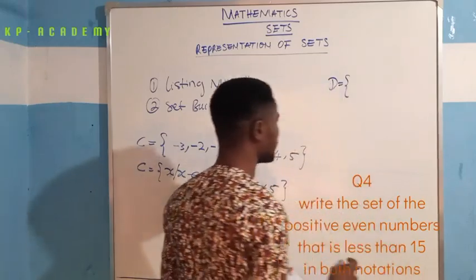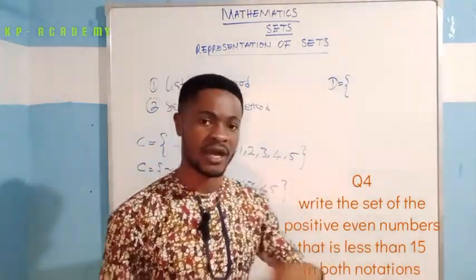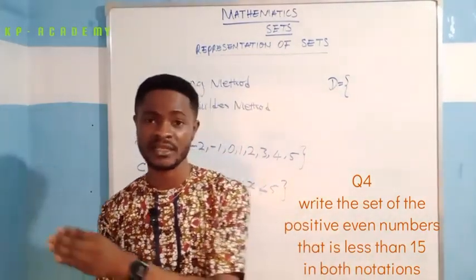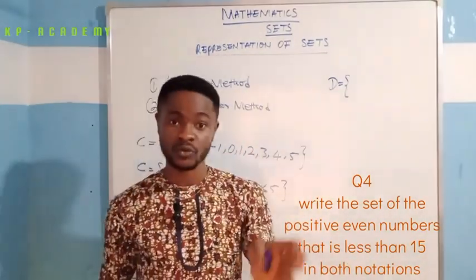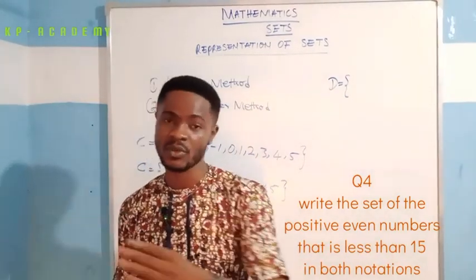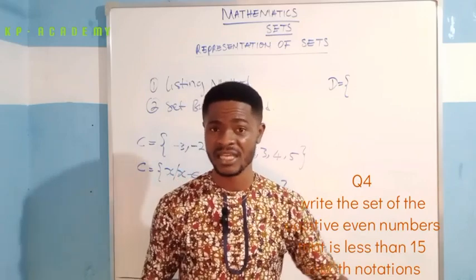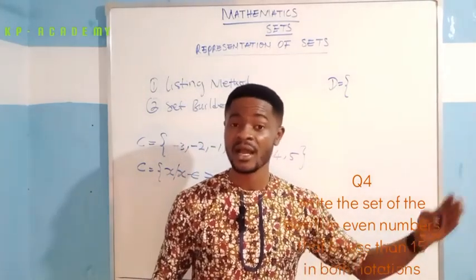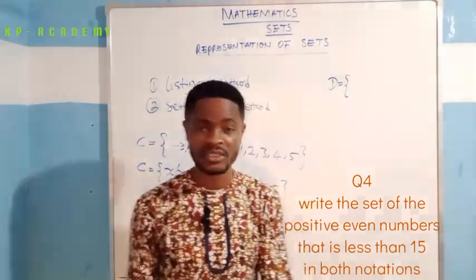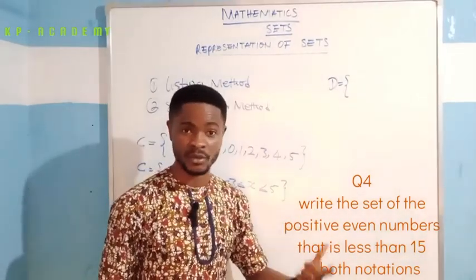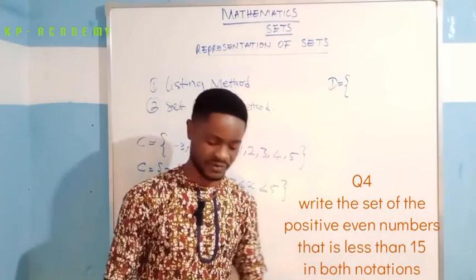Set of positive even numbers. So it means that we can as well have negative even numbers. The same way even numbers are 2, 4, 6, 8, 10, and so on, those are positive even numbers. You can as well have negative even numbers, which are -2, -4, -6, -8, -10, -12, -14, and so forth. But this question is very specific, telling us that it is the set of positive even numbers, but it has to be less than 15.